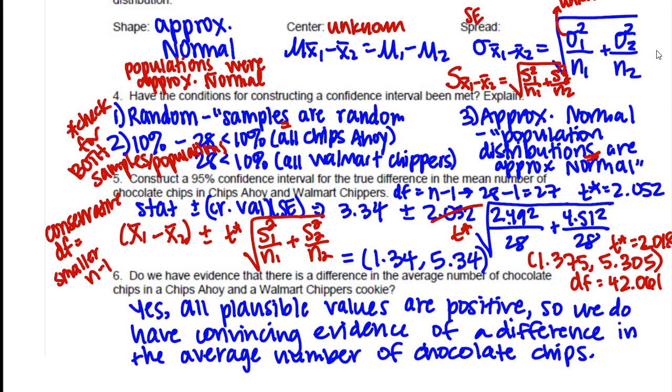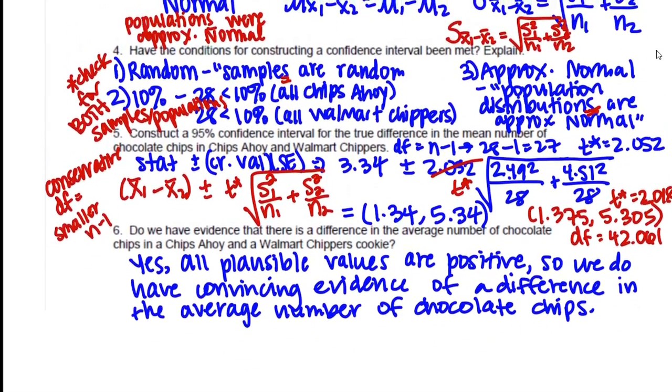We call the smaller n minus 1 the conservative degrees of freedom, because the interval will be wider than when we use the official degrees of freedom as the decimal version. So notice 1.34 to 5.34 is just a little bit wider than 1.375 to 5.305.